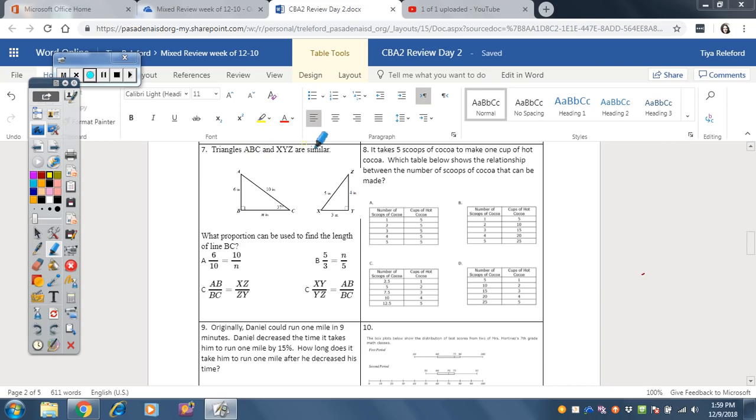It says triangles ABCD and XYZ are similar. So first things first, color code. Double check your color coding with mine. It needs to match. If you watch, they've rotated one of these just to trick you. Now, with your colors, color code your answer choices.